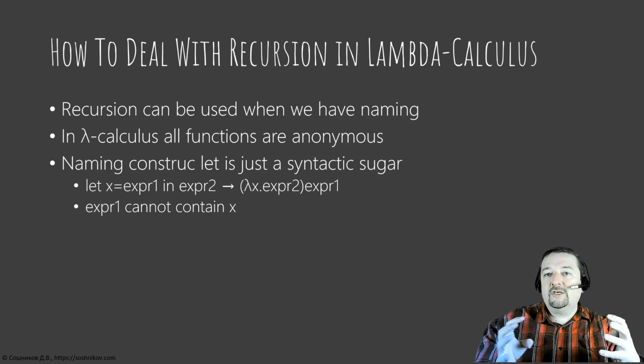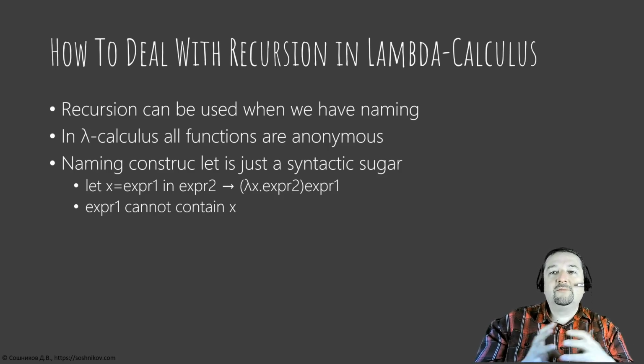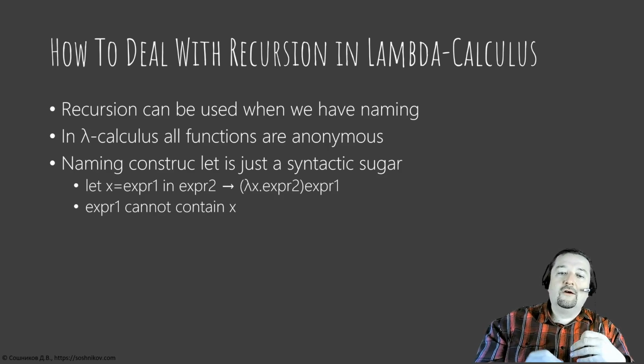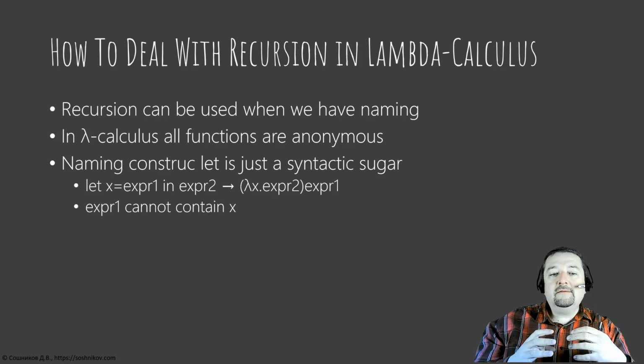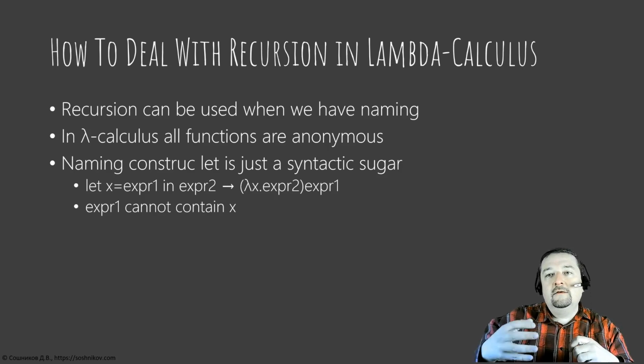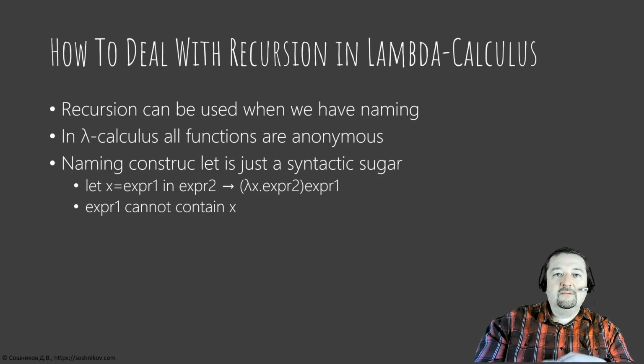You just have an expression, and all functions are nameless. They are all anonymous. They are all lambda expressions. And this let construction doesn't help, because let construction is the syntax sugar for lambda expression, as we have already talked in the previous lecture. And in let, the expression cannot contain the same variable, because of the way it's constructed. So we have no obvious way to define recursion in lambda-calculus. So let's talk about non-obvious way.